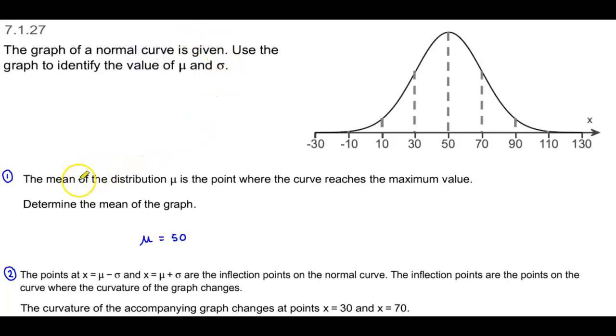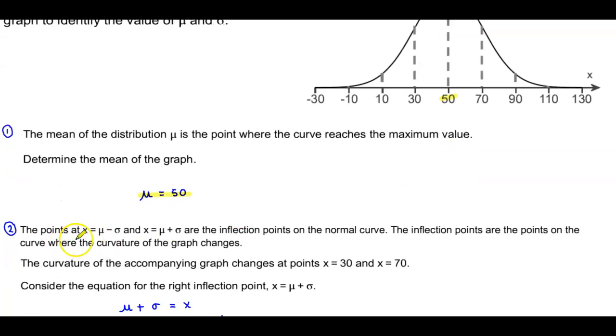So, the mean of the distribution, mu, is the point where the curve reaches the maximum value. To determine the mean of the graph, we can see that here is the maximum value, and therefore the mean is at 50. So mu is going to equal 50. We got that from the graph.